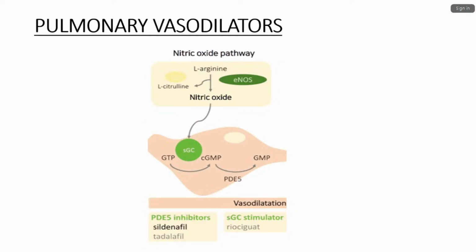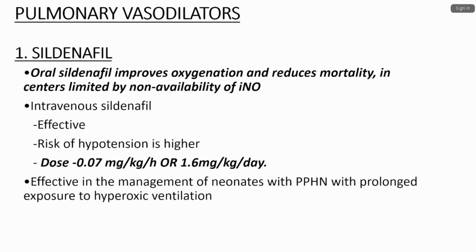So what happens? This cGMP will be metabolized to GMP with the help of phosphodiesterase 5. So our target will be to inhibit this phosphodiesterase 5 so that the cGMP will last for a longer time, and that can increase the vasodilation. For that we use sildenafil. There is one more drug available, an sGC stimulator, like riociguat. Sildenafil has already been discussed before.